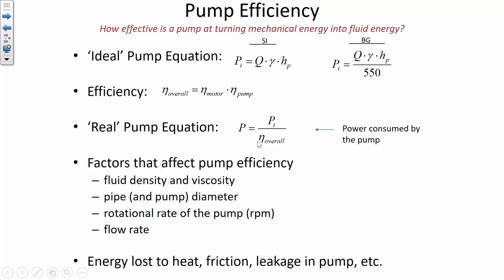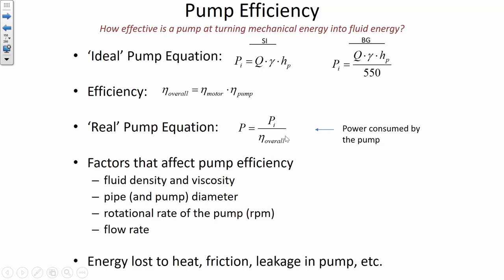But in reality, the efficiency of the pump changes depending on the flow rate. So you may have a pump that's really efficient at a certain flow rate, but then if you turn the pump down, then its efficiency drops off considerably, and so you're requiring even more electricity than you would have at a more stable operating point.